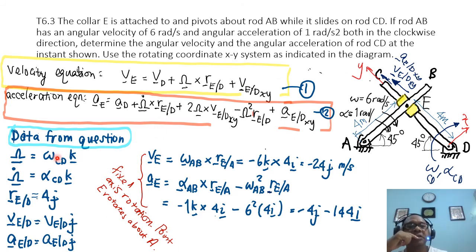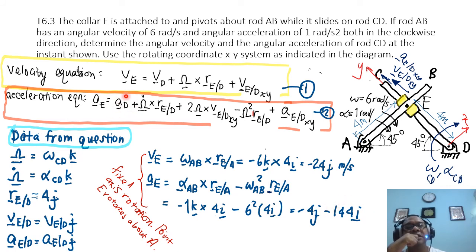So we said that somewhere here is VE relative to D in the J direction. And looking at the acceleration equation also, we can already apply some of the data that we have. Do you know what AE is? Yes, we have calculated AE because it's a fixed axis rotation of point E about A. So it's minus 4J minus 144I.